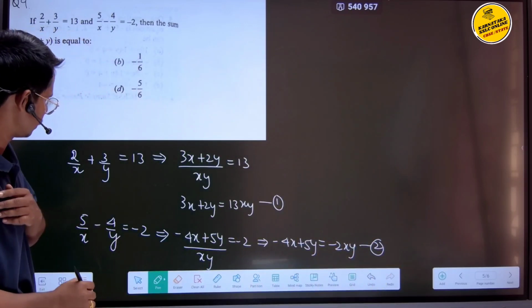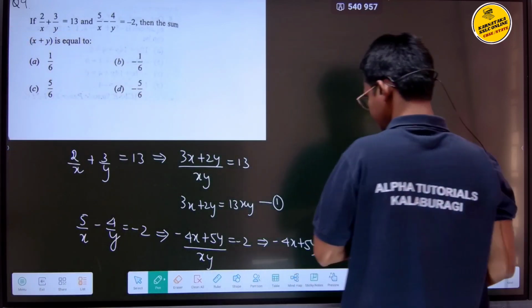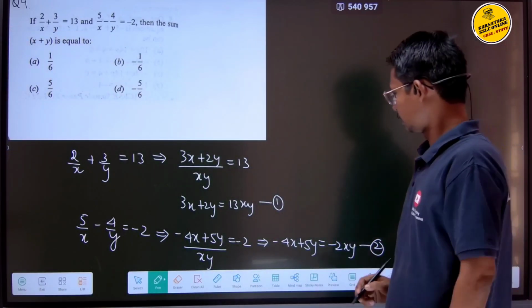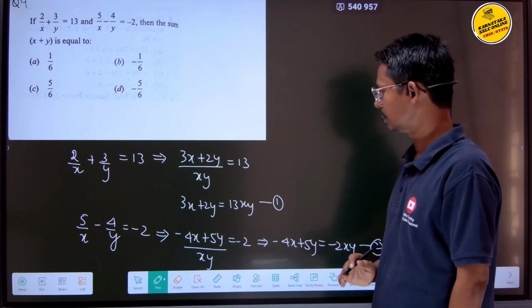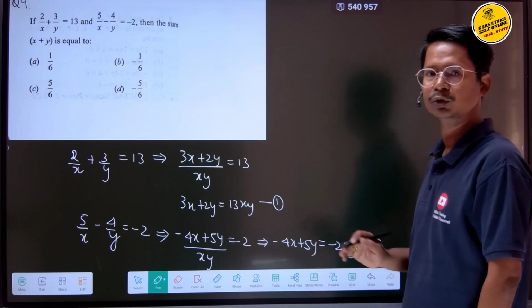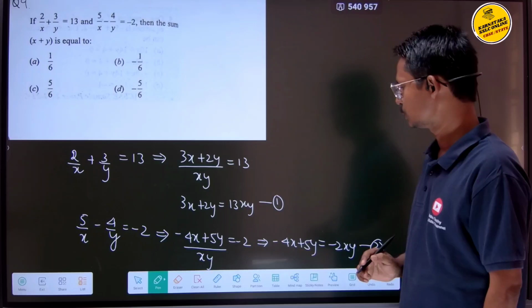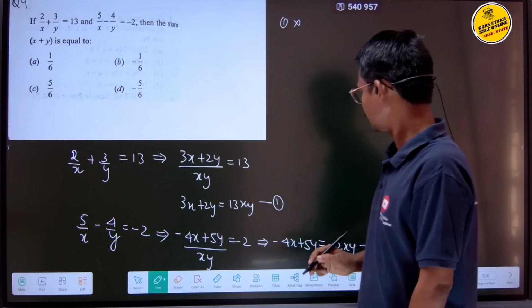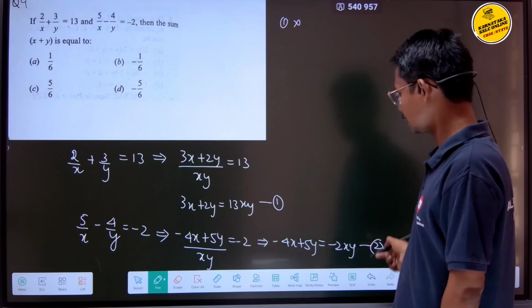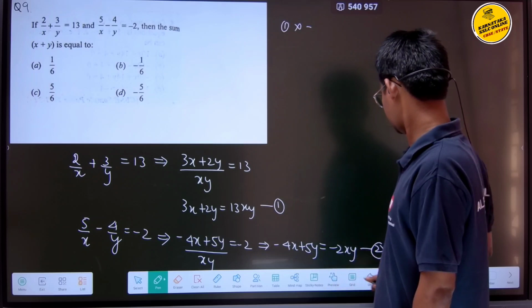Now I need to solve equation 1 and equation 2. There is no common coefficient for the variables, so I need to make the coefficient of any one variable the same. So I'll multiply equation 1 with the coefficient of x of equation 2, nothing but minus 4.